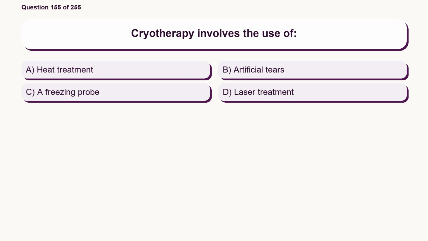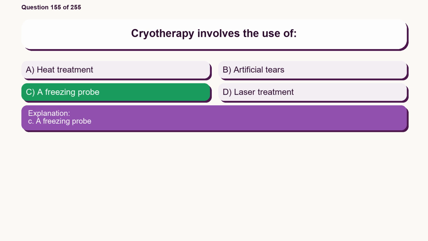Question 155. Cryotherapy involves the use of Option A. Heat treatment. Option B. Artificial tears. Option C. A freezing probe. Option D. A laser treatment. The correct answer is option C. A freezing probe. C. A freezing probe.